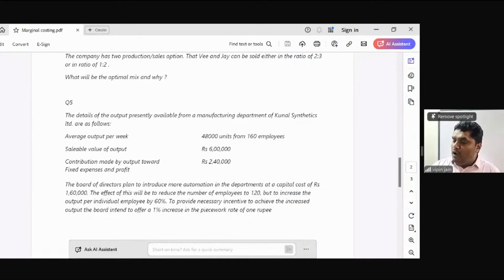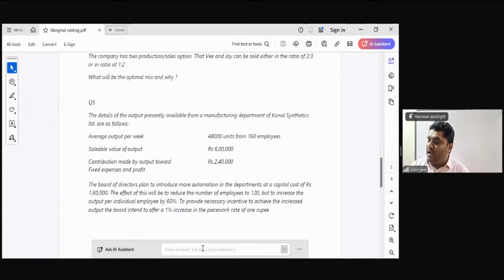So the details of output presently available from the manufacturing department of Kunal Synthetics Limited are as follows: average output per week is 48,000 units from 160 employees. Saleable value of output is 6 lakh rupees. Contribution made by output towards fixed cost and expenses, fixed cost and profit is 2,40,000. So herein they have given the contribution, they have given the sales value.